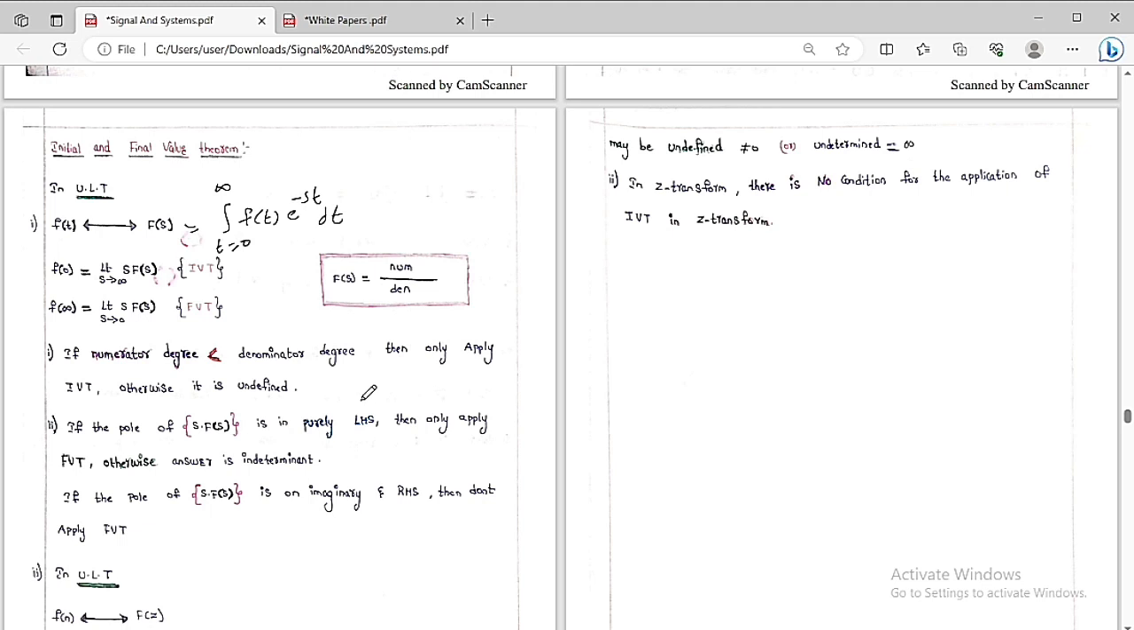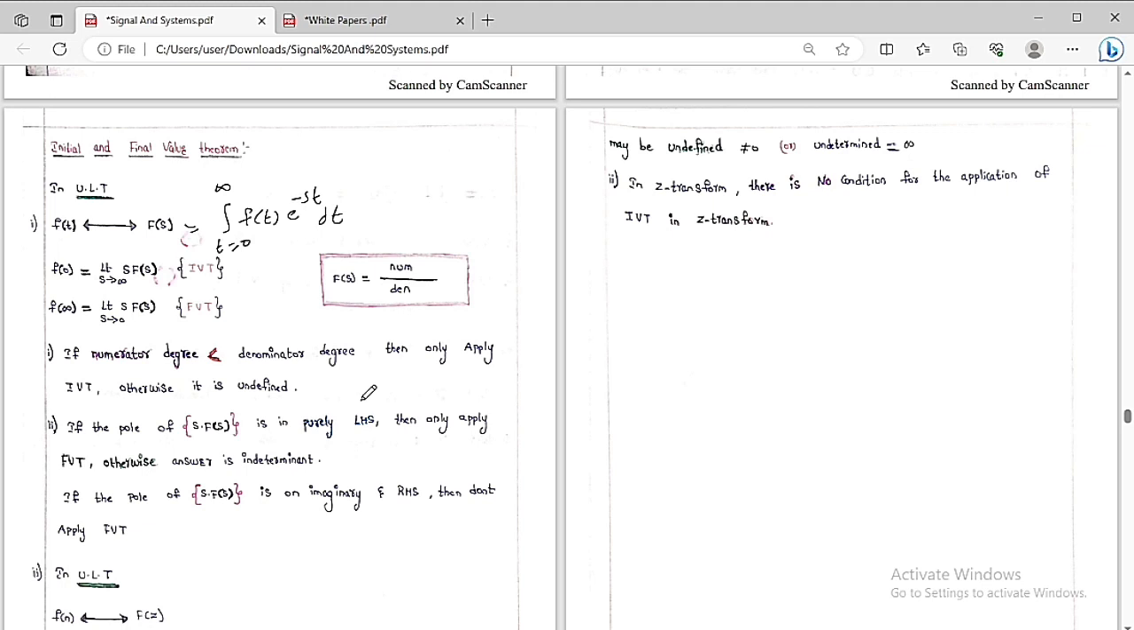Because of this, what is going to happen? The response is always oscillating in nature or increasing in nature. So there will be no steady state value. In that case, don't apply the final value theorem, because the answer is indeterminate. We cannot figure it out. So this is what I am trying to tell you.